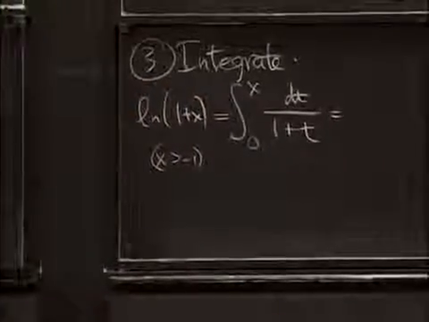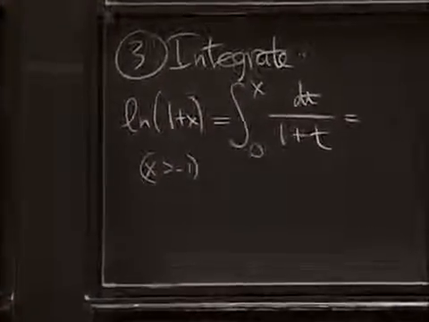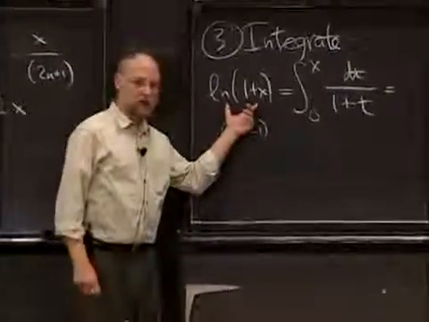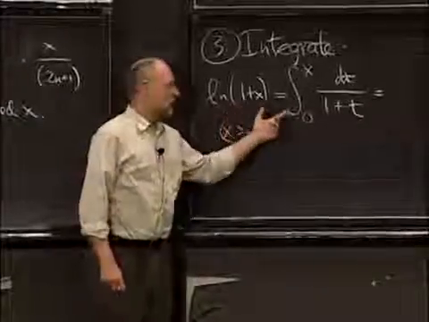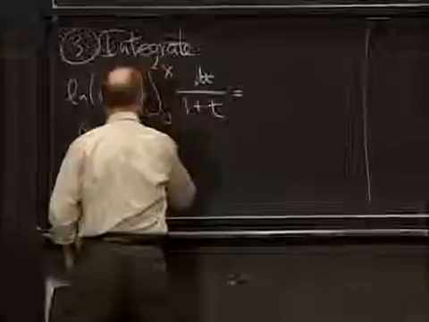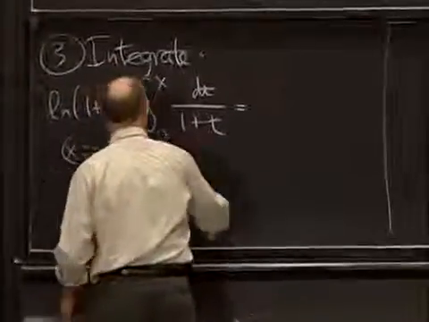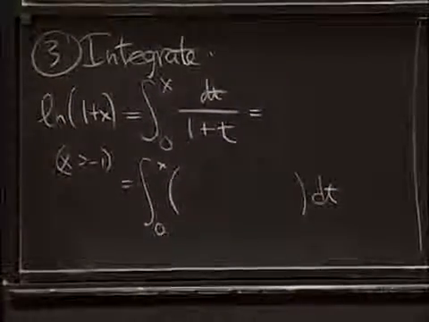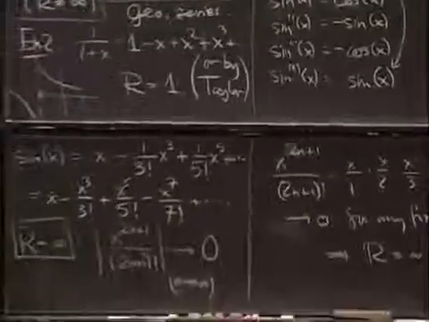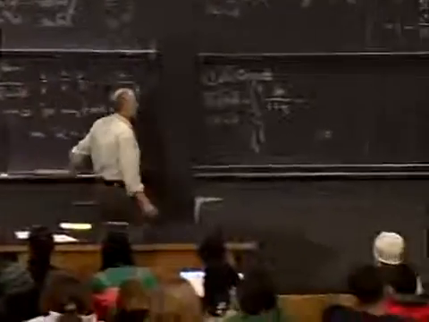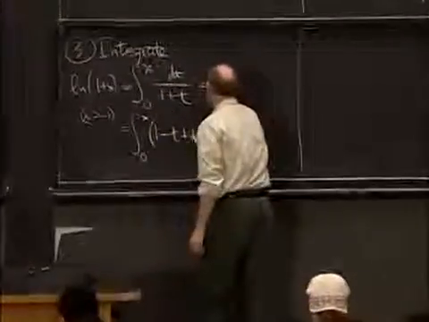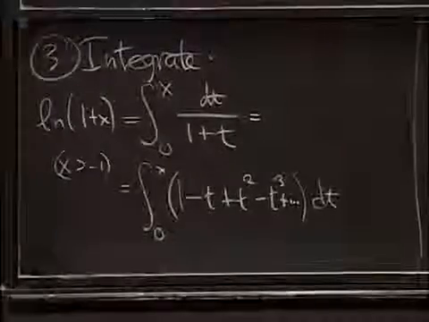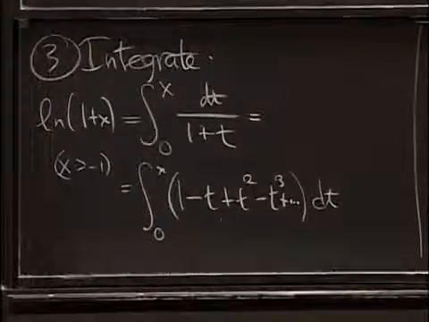Okay. Now, I'm going to try to apply power series methods here and use this integral to find a power series for the natural log. I'll do it by plugging into this expression what the power series for 1 over 1 plus t was. I know what that is because I wrote it down on the board up here. Change the variable from x to t there. And so 1 over 1 plus t is 1 minus t plus t squared minus t cubed, and so on. So that's the thing on the inside of the integral.